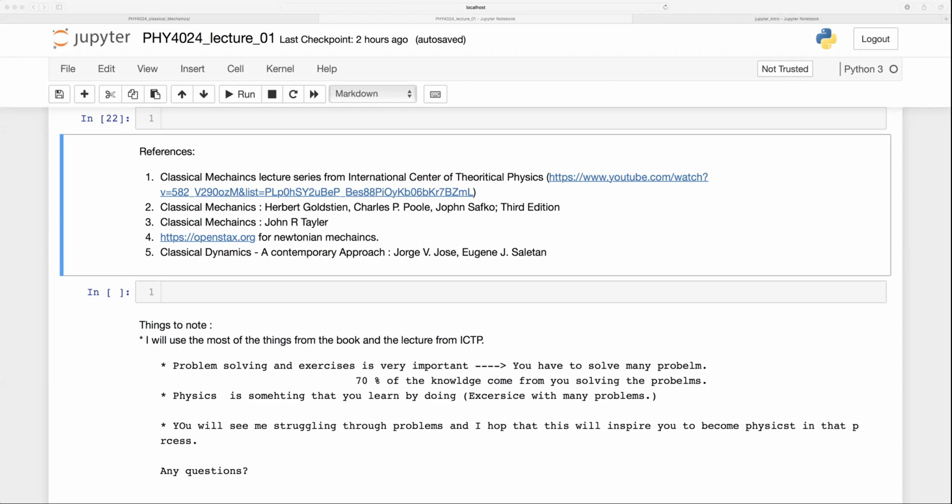So that will be from chapter 6, from John R. Taylor. Just for your information, in case you need it. It has the proof of Lagrange equations with constraints and everything that we will learn.